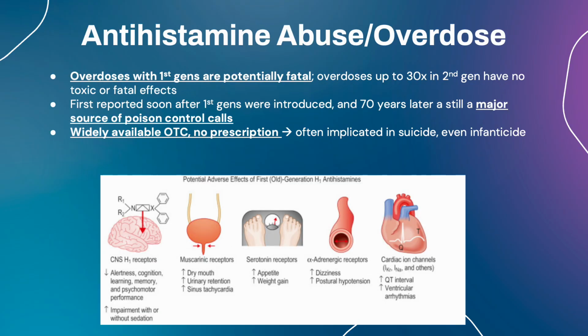And these first generations are also a lot more prone to abuse. Because you can overdose on things like Benadryl, we see a lot of people still calling poison centers for help, even decades after these drugs have been introduced, and a lot of campaigns have been run against them, even after we still have alternatives. And the reason for that is that you can very easily obtain these drugs over the counter without any prescription. They come in massive quantities, so they're very often implicated in suicide.